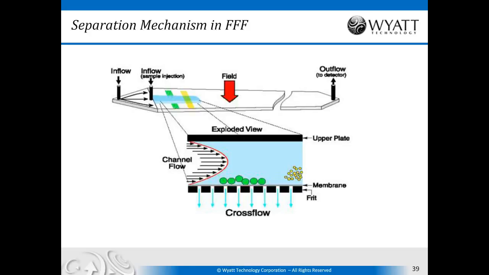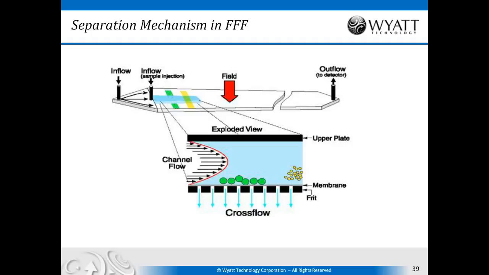Very briefly, this is the FFF channel, separation channel. It's an open channel. You see that there's no column packing, and there are 2 different flows. There's a cross flow, which goes that way and pushes the particles against a semi-permeable membrane. There's a channel flow that goes that way. Based on diffusion, the particles will end up at different heights above the membrane, and because there is this parabolic flow profile, the higher things are up in the channel, the faster they come out, and therefore the smaller particles, which diffuse higher up, will come out first. The larger particles will stick around longer. This is opposite to what you expect for SEC, so it looks a little bit different.